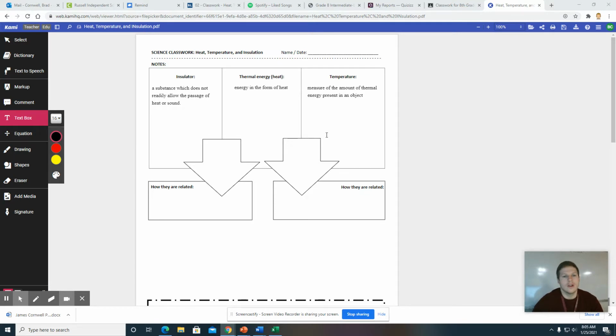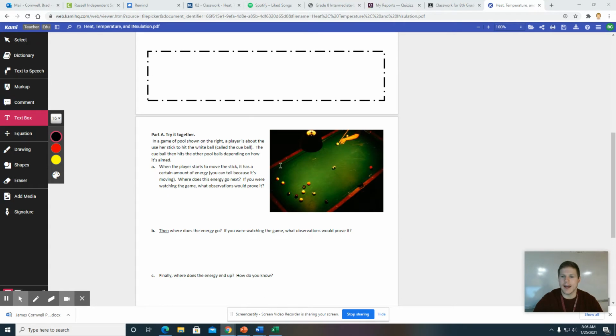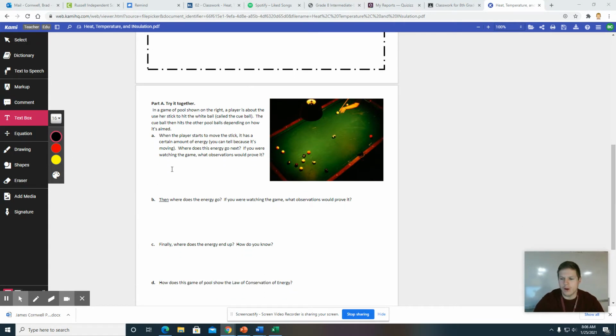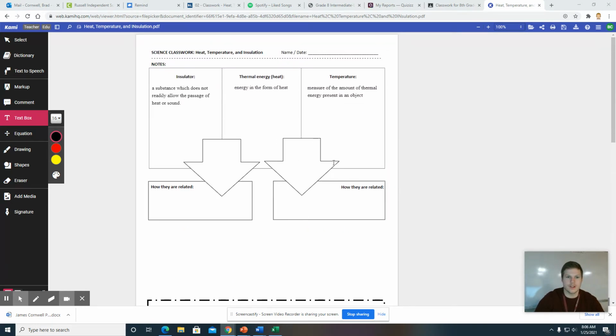So now, with this assignment I have here for you guys, what I'm wanting to do is see how insulator, thermal heat energy, and temperature are related, and for you guys to see exactly how energy really flows and how this kind of works. Up here, I have provided the definitions of these things for you.